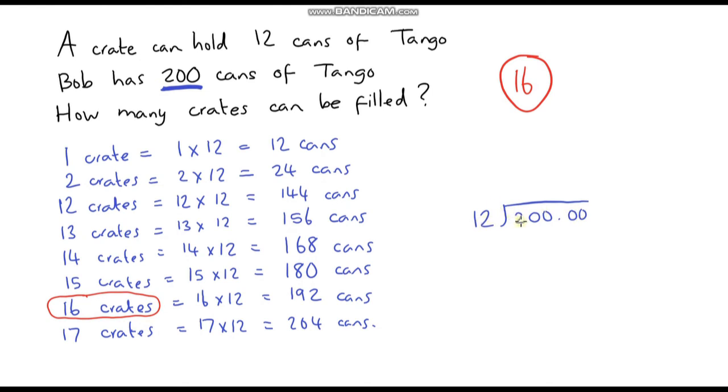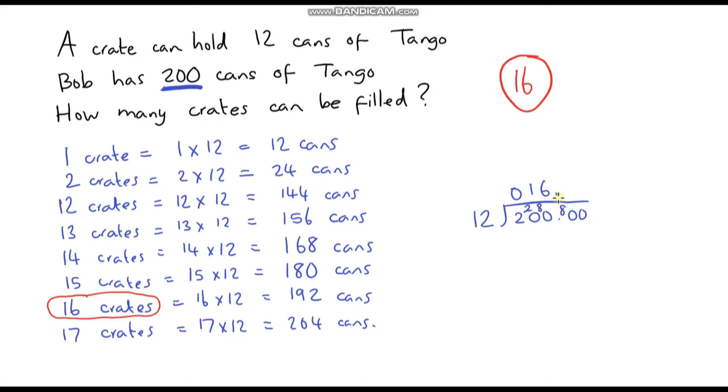So 12 does not go into 2. So let's carry the 2 over. 12s into 20 only go once. 1 times 12 is 12, so we're going to have 8 remainder. 12s into 80. Well, 12 times 6 is 72. And 12 times 7 is 84. So it's only going to go 6 times. 12 times 6 is 72. So to get to 80, we're going to have a remainder of 8.